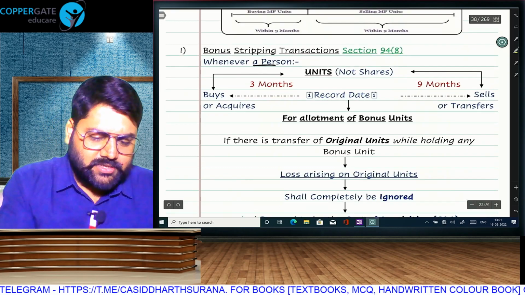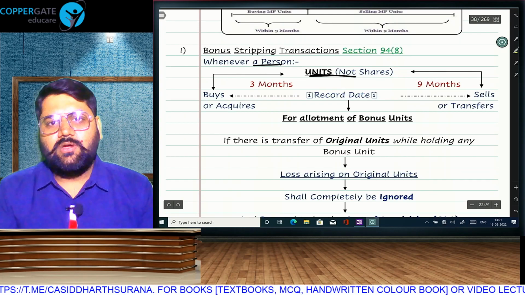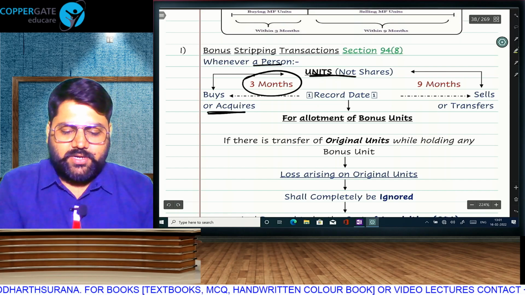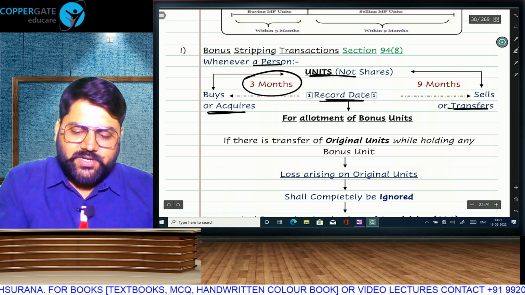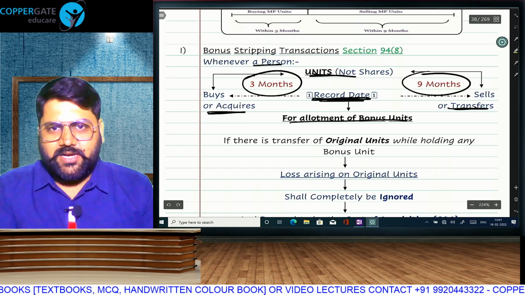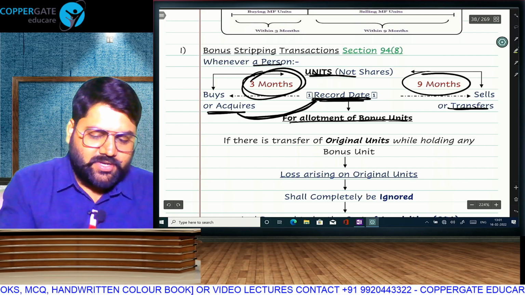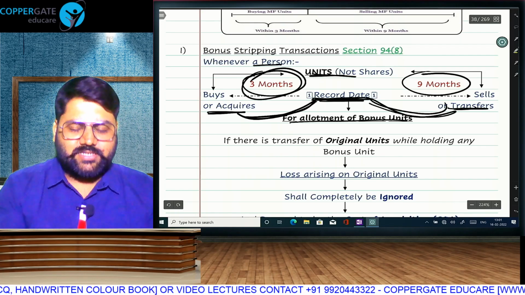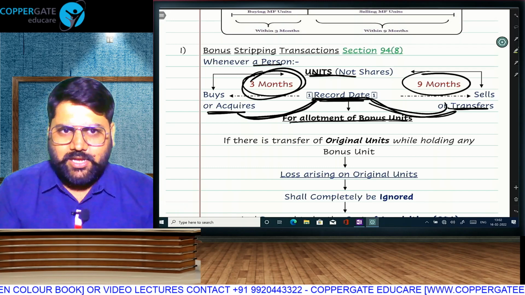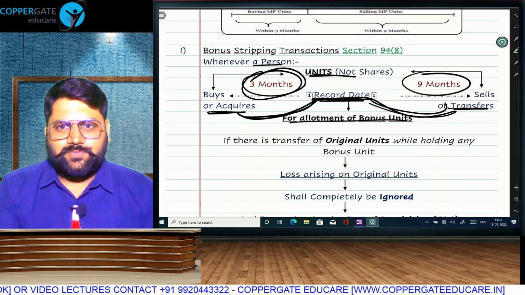So whenever a person purchases units, this provision is applicable only for units purchased within 3 months before the record date and transferred within 9 months. So the record date is the date on which you get eligibility for allotment of bonus. If your purchase transaction has taken place in the 3-month period before this and your sale transaction has taken place in the 9-month period after this, the provision is applicable only if purchase is within 3 months and sale is within 9 months, before and after respectively.